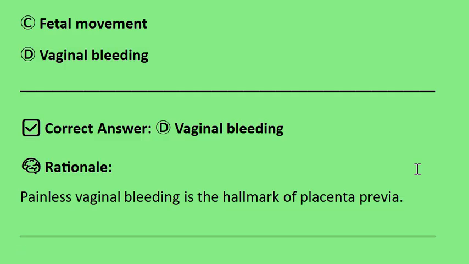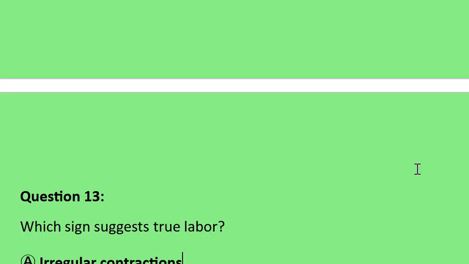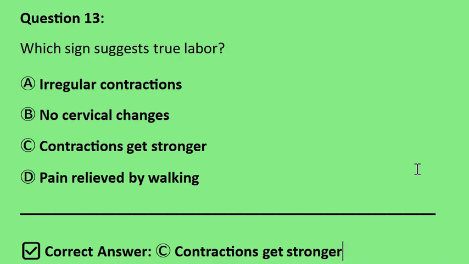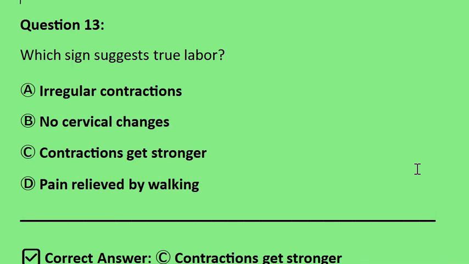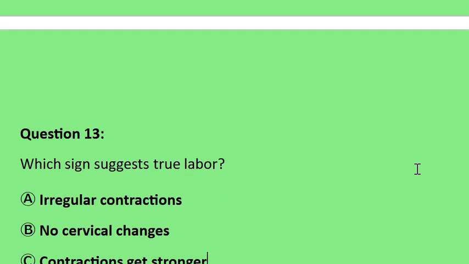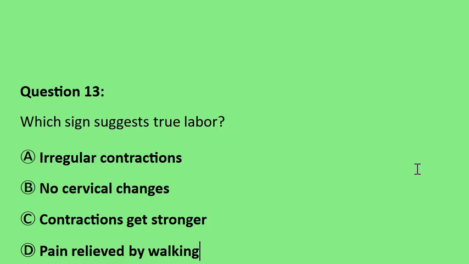Read about placenta previa, what is placenta previa, and then you will be able to answer this type of question. Let's move to the next question. Sorry, I already. So here is the next question. Which sign suggests true labor? Again, I will say most important question. True labor and false labor, these are two terms which you will see regularly in exam questions. So read carefully, select your best choice, and if possible, please comment if you were able to give the answer correctly for this question or not.